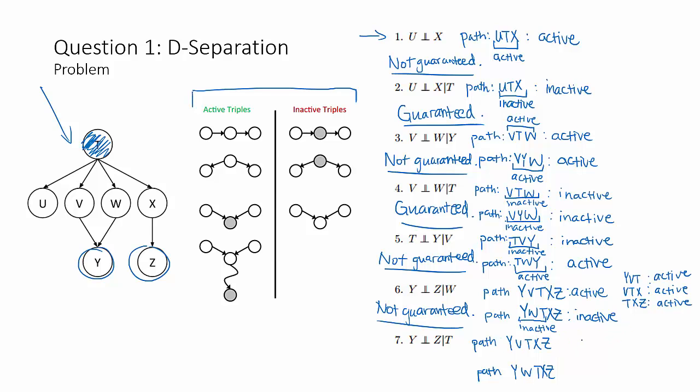There are three triples along this path. Again, YVT, VTX, and TXZ. So here, YVT is a causal chain triple with the middle node unobserved, and so it's an active triple.